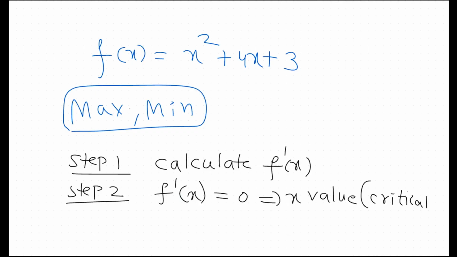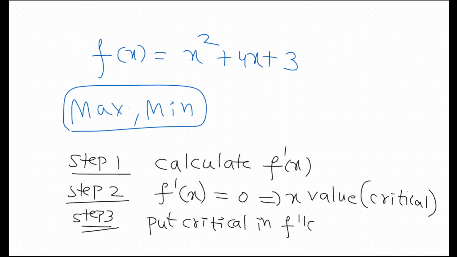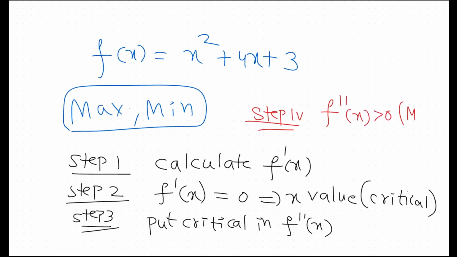Step 3. Important point. Put critical values in f double dash. Differentiate f dash again and put critical values there. Step 4, after substituting the critical point in f double dash, if it shows a positive value, that means that point is a minima point. If f double dash of x is less than 0, then it's called a maximum point.